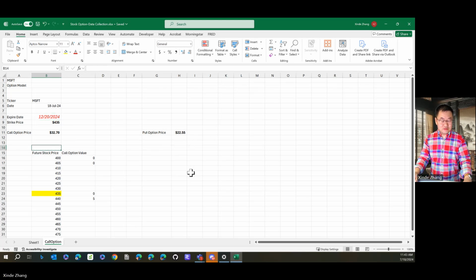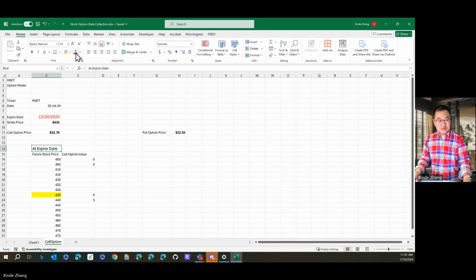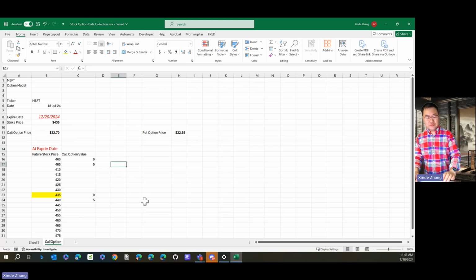So here you can see that we're actually assuming everything at expiration date. This is going to be very important. That's going to be our assumption here. All right. So now we understand the logic, right?